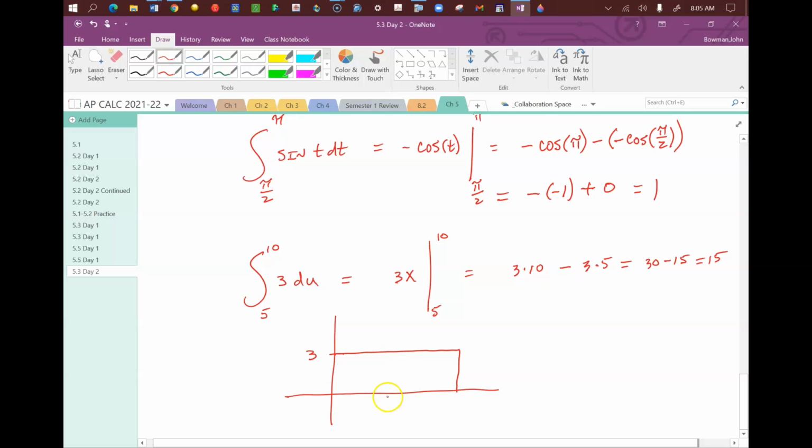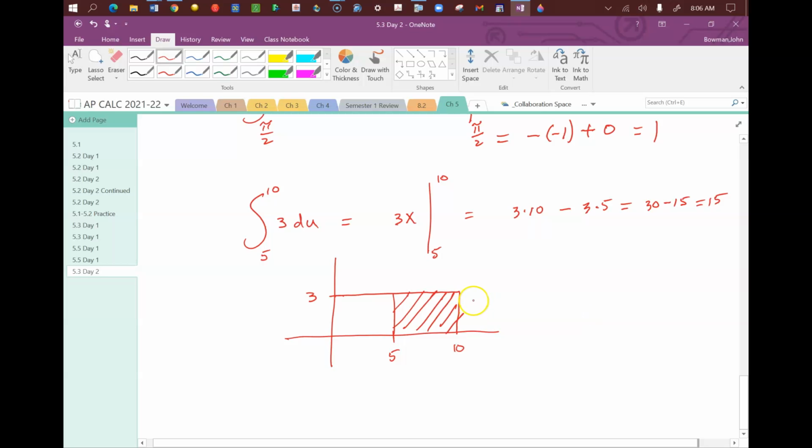And if you want to verify that geometrically, the constant 3 is just a horizontal line, and we're going to go from 5 to 10. So we are basically finding this shaded area right here, and you can tell that we have a height of 3 for our rectangle and a length of 5. So this area right here is 15.